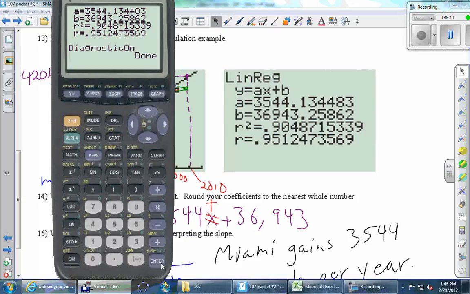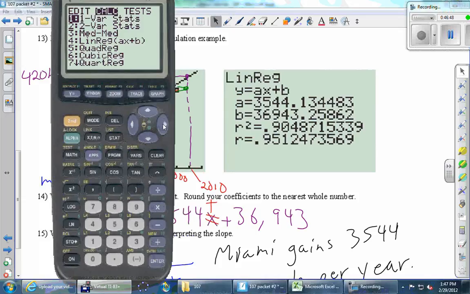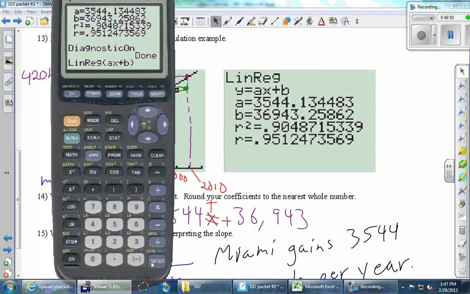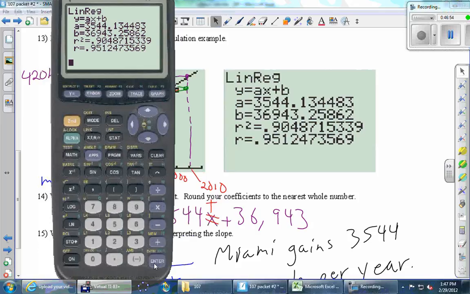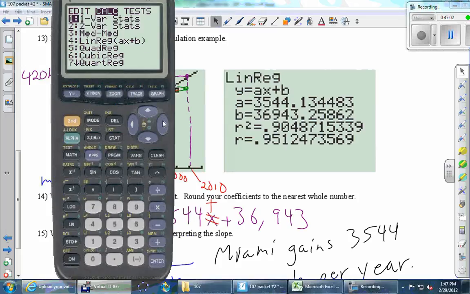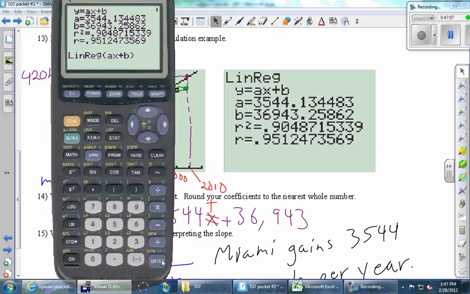So let's ask it for linear regression again, but this time everybody should have the R's. So if we go stat, to the right, number 4, enter. We just did the same thing we did before: stat, scroll to the right, hit number 4, and hit enter. And that brings us up to R's.